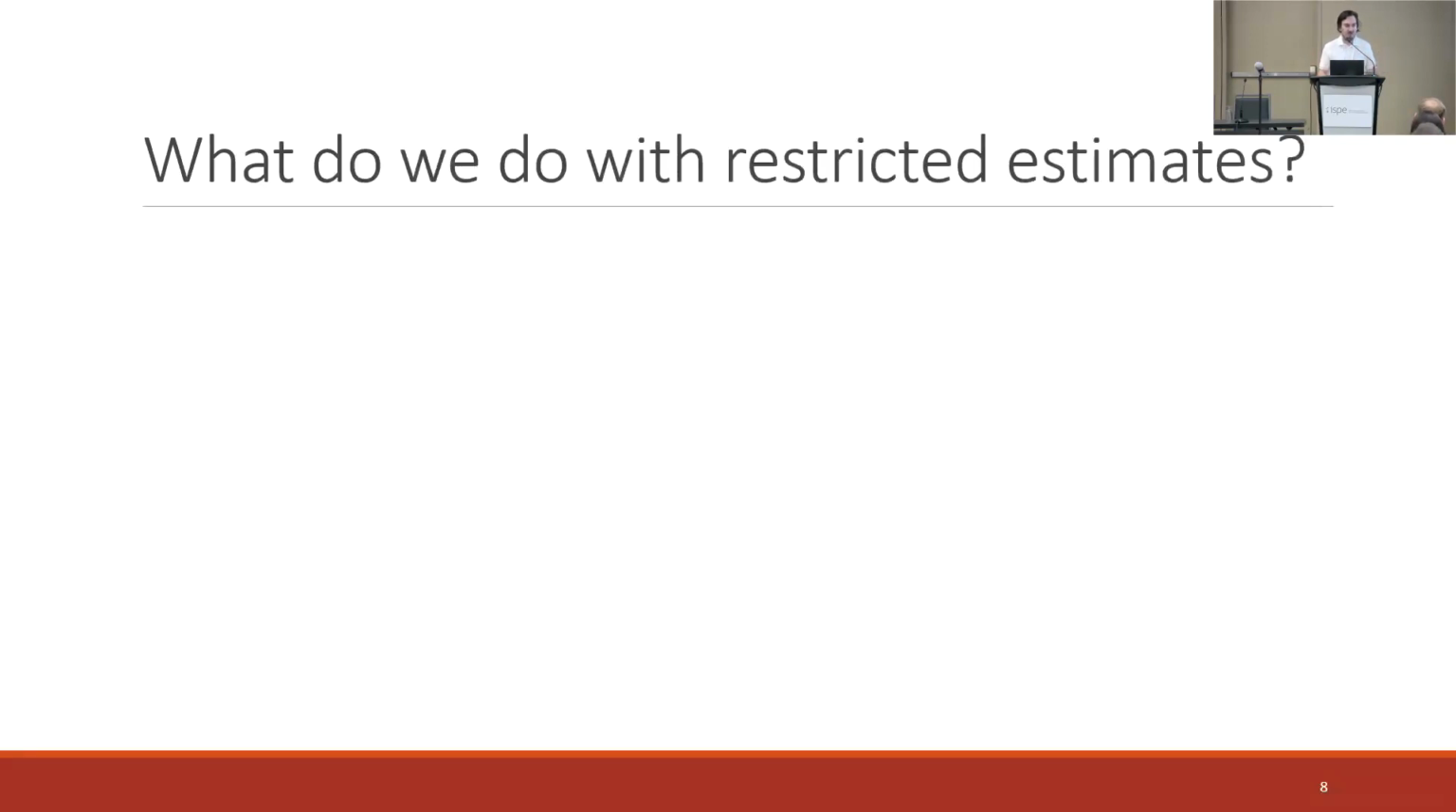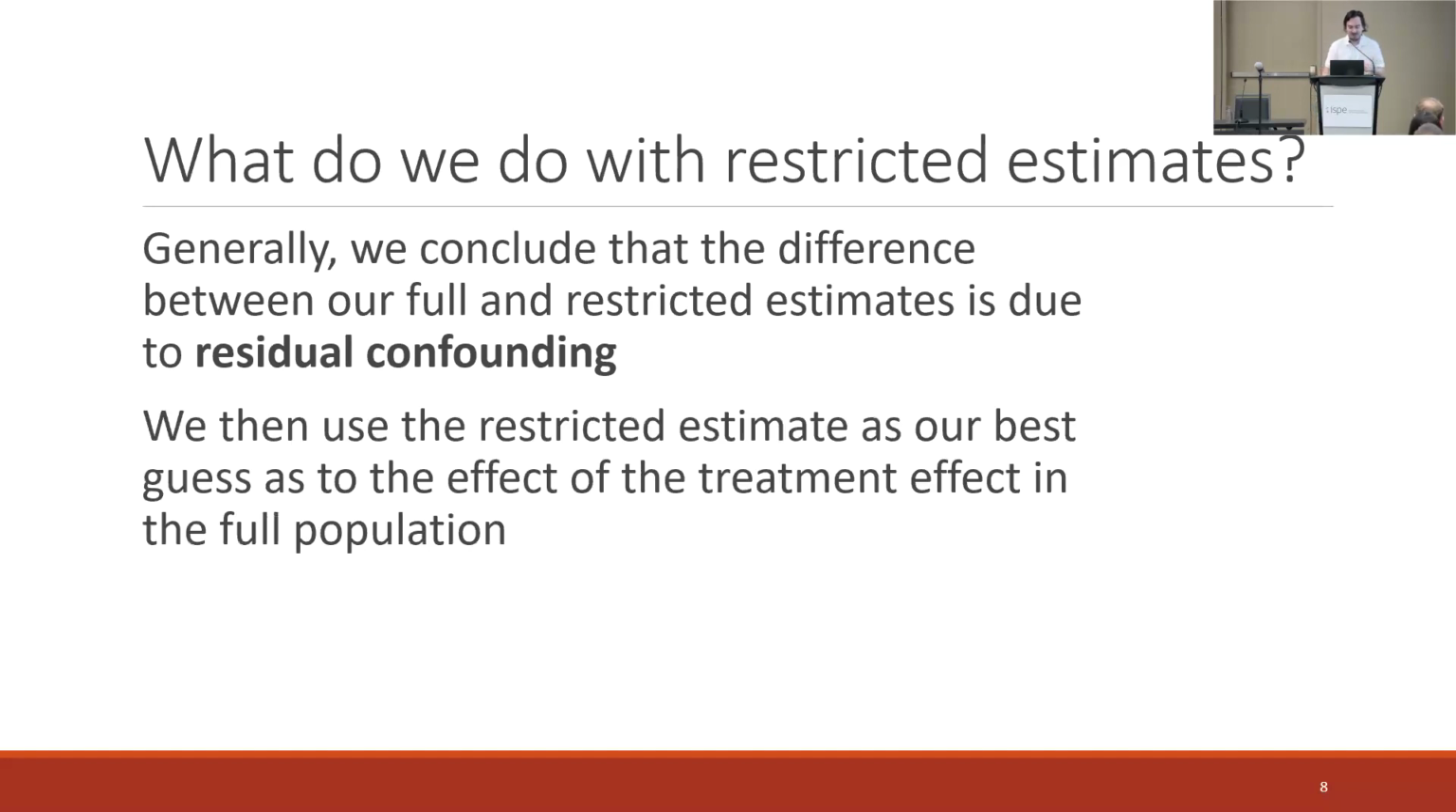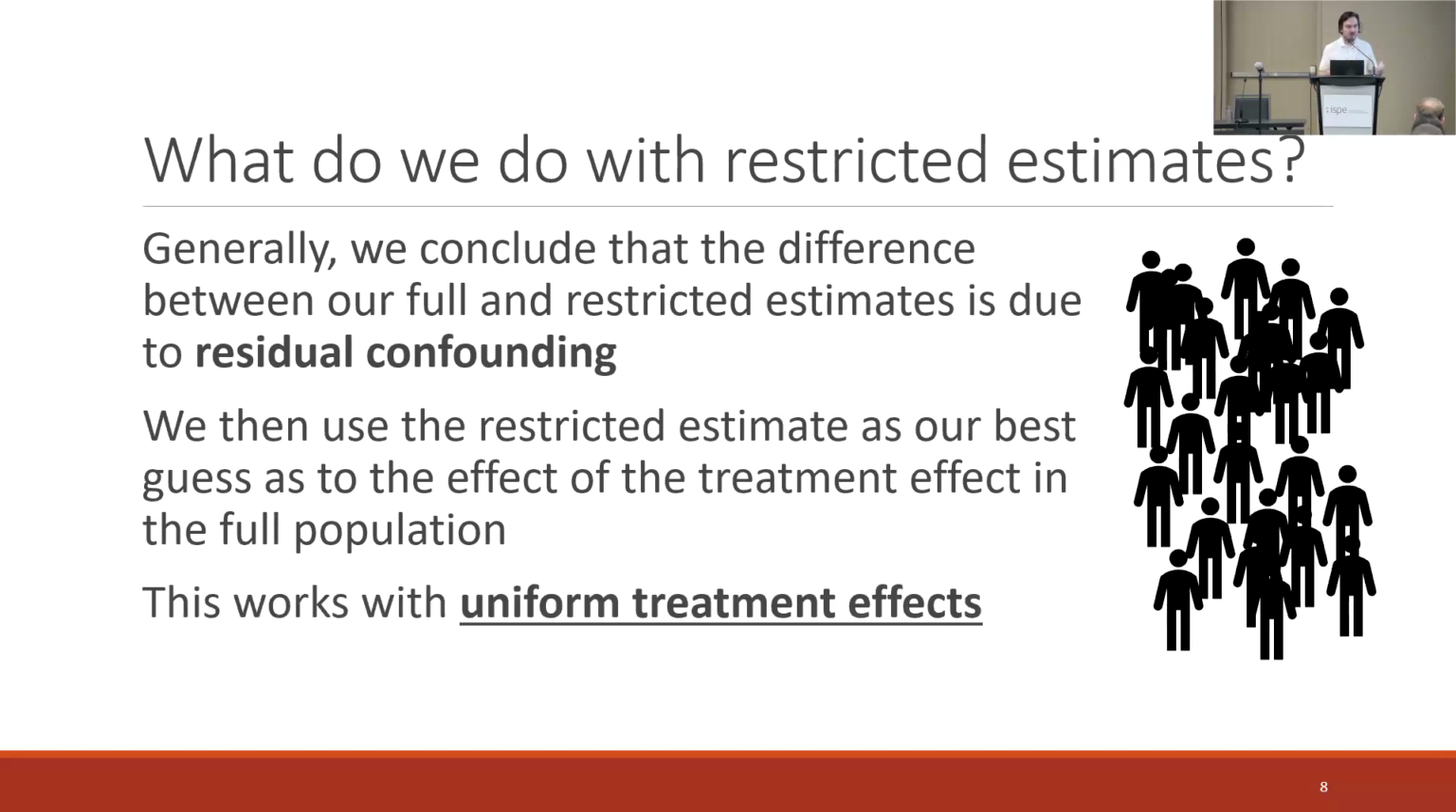But what do we do with those restricted estimates? Well, we usually conclude that the difference between our full and restricted estimates is due to residual confounding or unmeasured confounding. I know some people hate residual confounding as a term. And then we use the restricted estimate as our best guess as to the treatment effect in the full population. We kind of say, okay, we have these less confounded people, we're going to use their estimate to stand in for everyone's estimate. This works great with uniform treatment effects. So if you're in a space where treatment effects are uniform, go ahead, do this approach. You might pursue some of the stuff I talked about earlier, but it's pretty effective there.